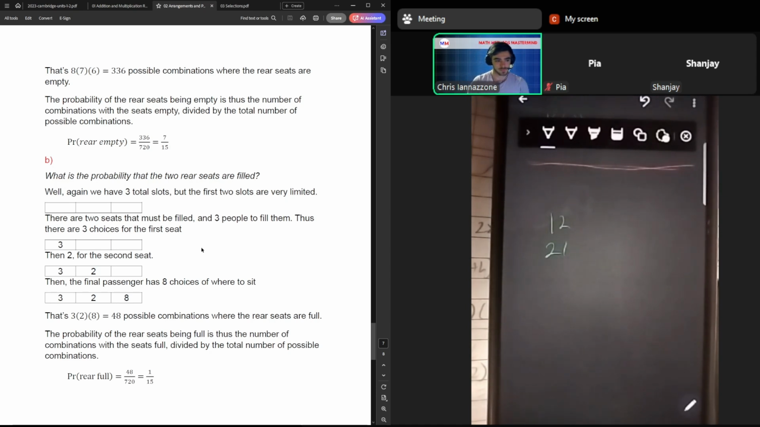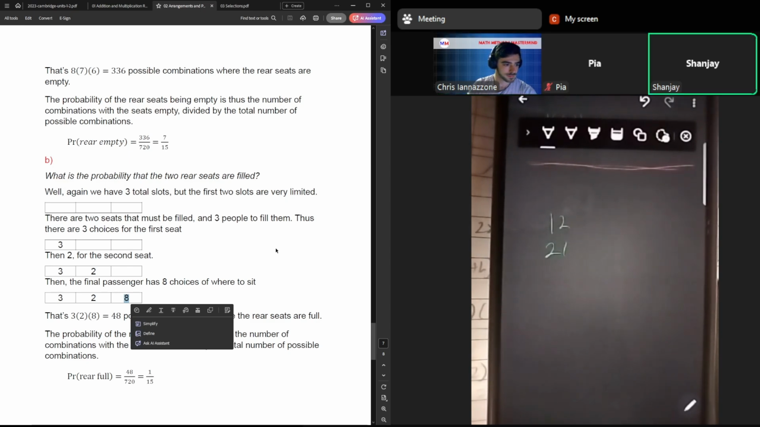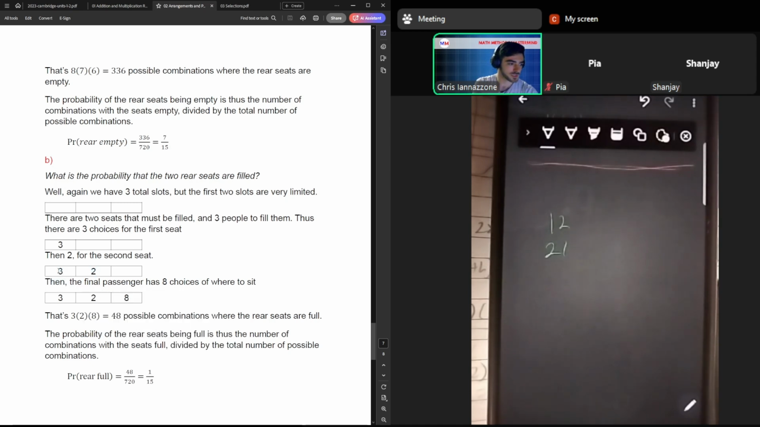Wait, but if the 2 rear seats are filled, so that means there's only 8 seats left. Mm-hmm. Then doesn't that mean that the first guy has 8 options? Yeah. Not 3. That's that 8 at the end. So I've done it back to front, where 3 was for the first rear seat, so 3 options for that first rear seat, 2 options for the second rear seat, and then 8 options for the final guy. The only difference between what you said and what I said was you gave the first person free reign elsewhere, and then the remaining 2 got the rear seats. I just did that back to front.